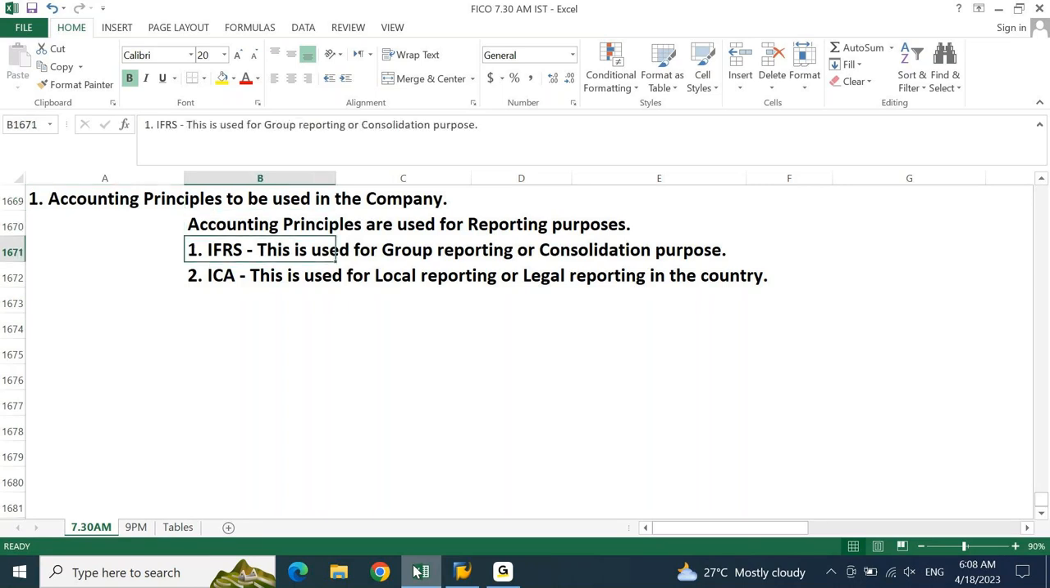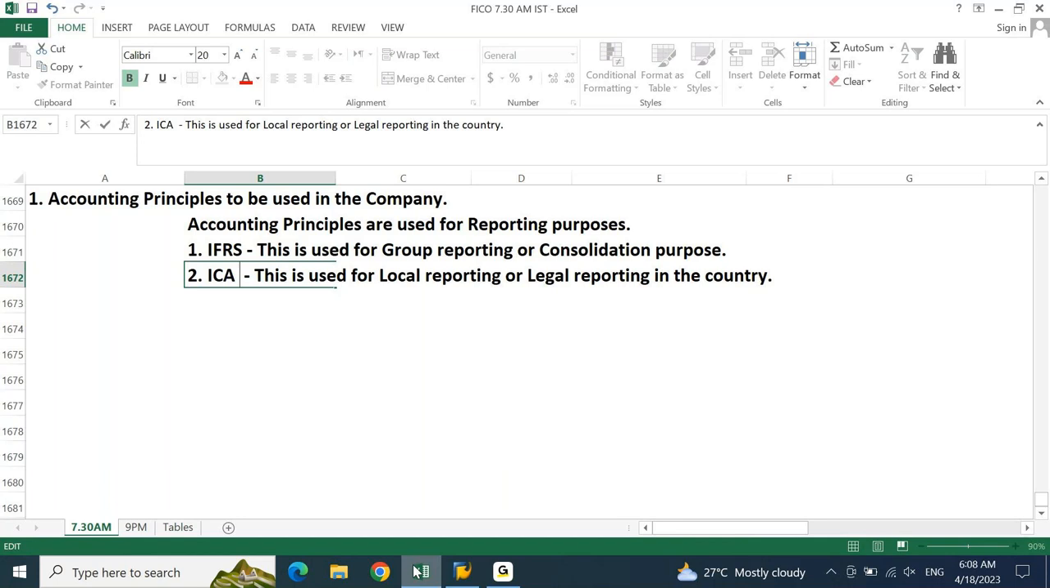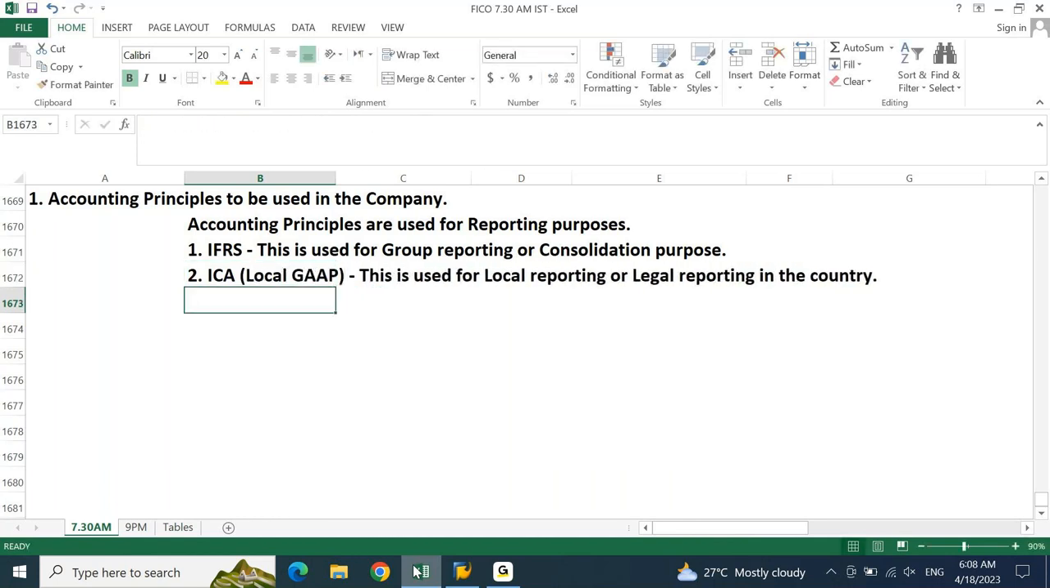IFRS is common for all your company codes. ICA will be replaced by the respective country's accounting principle. In short, you call it local GAAP. Okay. If you are operating in India, you will be talking about Indian Companies Act. If you are operating in any particular country, that country's local accounting principle will be used.